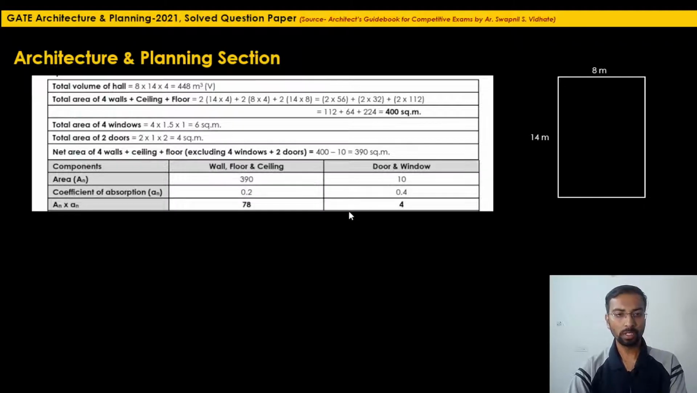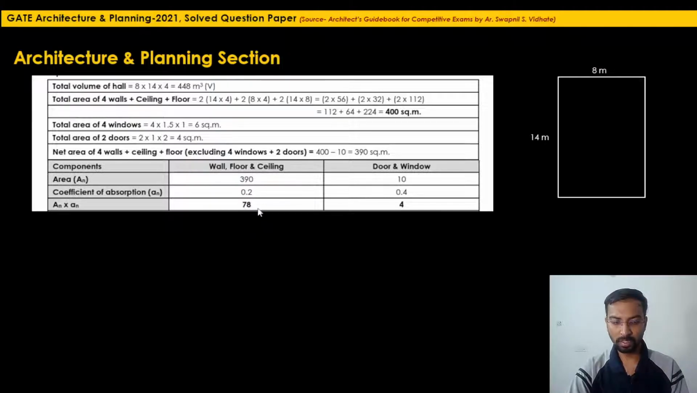Okay. So right now, we will find out the total absorption in sabins. We will tabulate in this format. We will have components: wall, floor and ceiling in one column, and doors and windows in the other column. So what is the area we found? Net area of wall, floor and ceiling is 390 square meter, whereas doors and windows are 10 square meter. As per the given information, the coefficient of absorption for wall, floor and ceiling is 0.2, and for door and window it is 0.4. So just simply multiply the area into the coefficient of absorption.